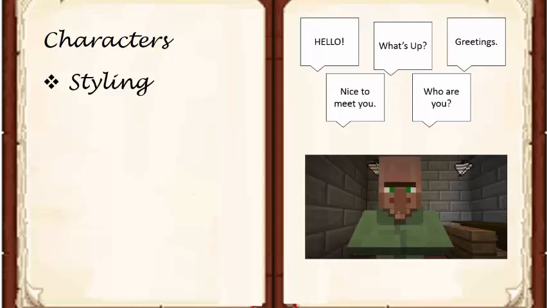Also, you want to think about how they look. So, yes, you have the standard villagers, but you could also retexture and create custom characters as well. So you want to think about how do they look? Do they fit with the story? Stuff like that.